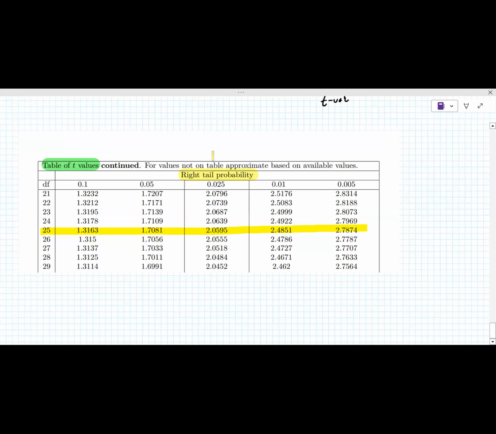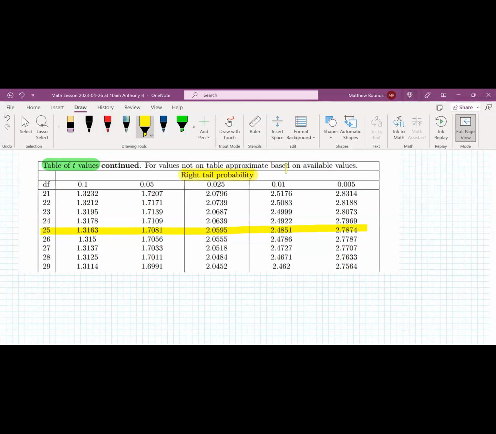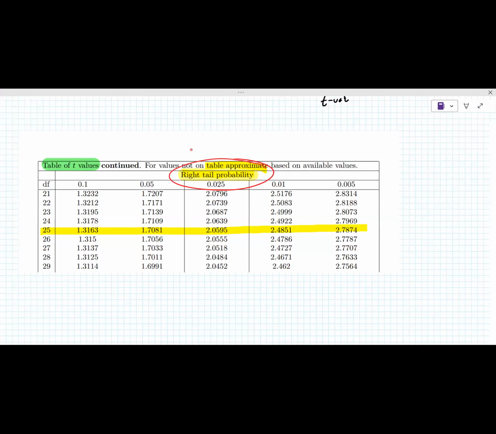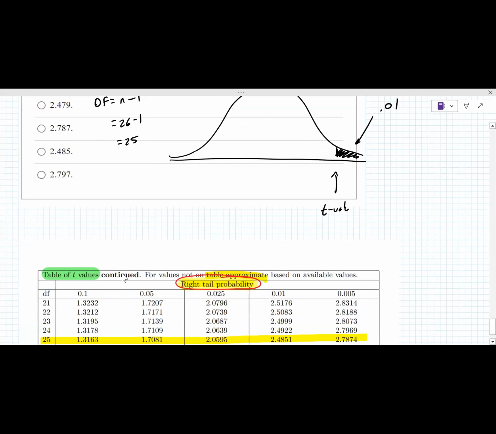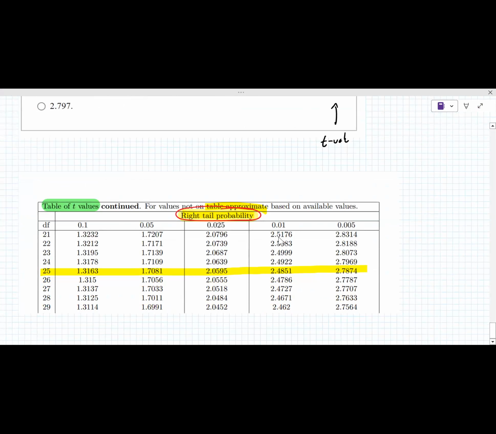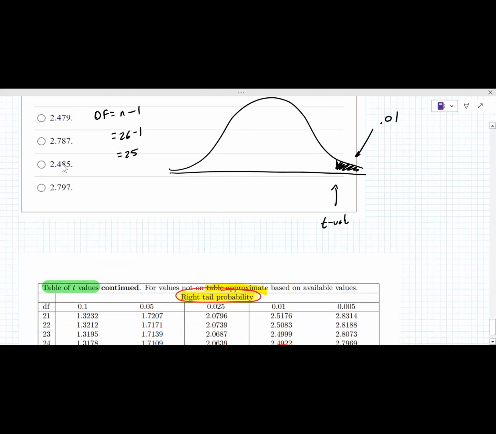Now, they're telling you up here that it's a right tail probability. They're saying it is right tailed. You don't have to make any adjustments for that. That was the issue we had in the previous problem: because it was two tailed, we had to make a small adjustment. This one is right tailed. This one says upper tail. That means right tail. Everything's kind of lining up. So we're looking for 0.01 in this table. There's 0.01, and then find the intersection, 2.4851, right there. Okay.